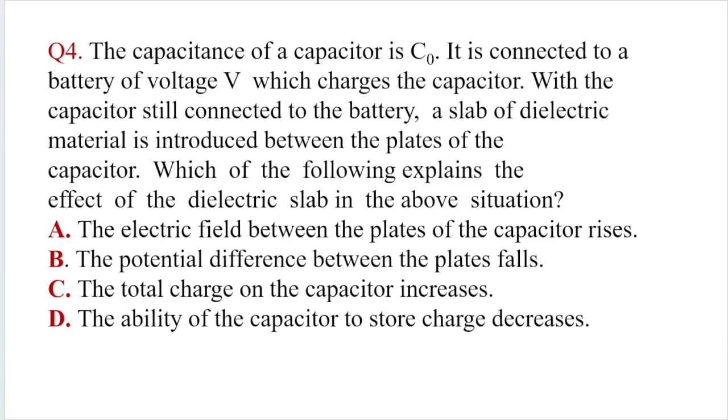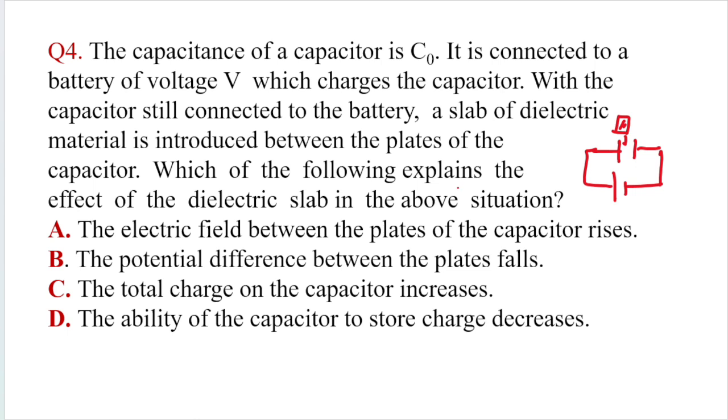The capacitance of a capacitor is C naught. It is connected to a battery of voltage V, which charges the capacitor. With the battery still connected, a dielectric slab is inserted between the parallel plate capacitor. Which of the following explains the effect of the dielectric slab?